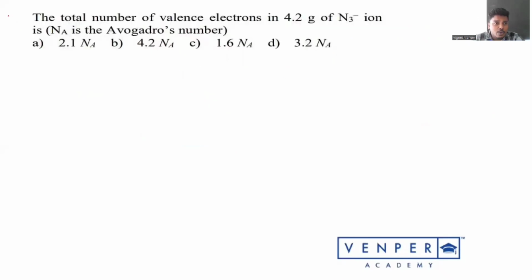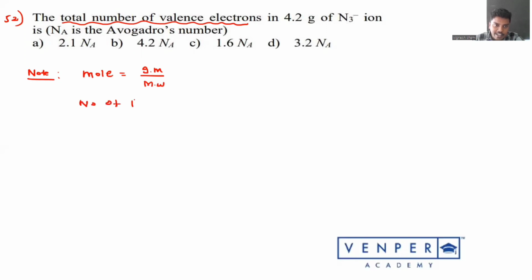Question number 2, question 52. The total number of valence electrons in 4.2 gram of N3 minus ion. They are asking the total number of valence electrons. Please note, I give the formula first. In the exam, they are asking about moles. What is the formula? We know given mass by molecular mass.